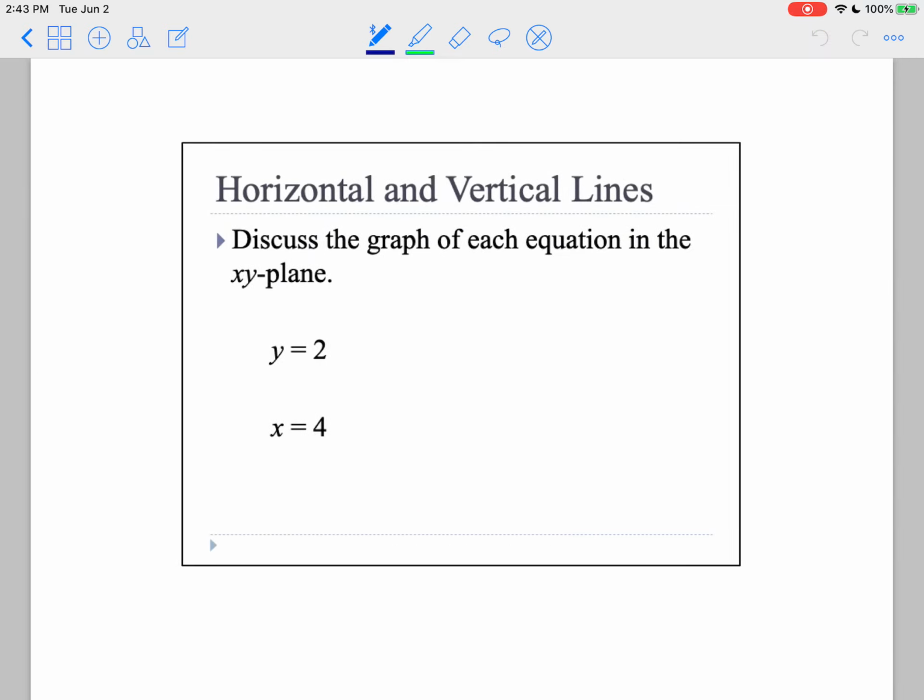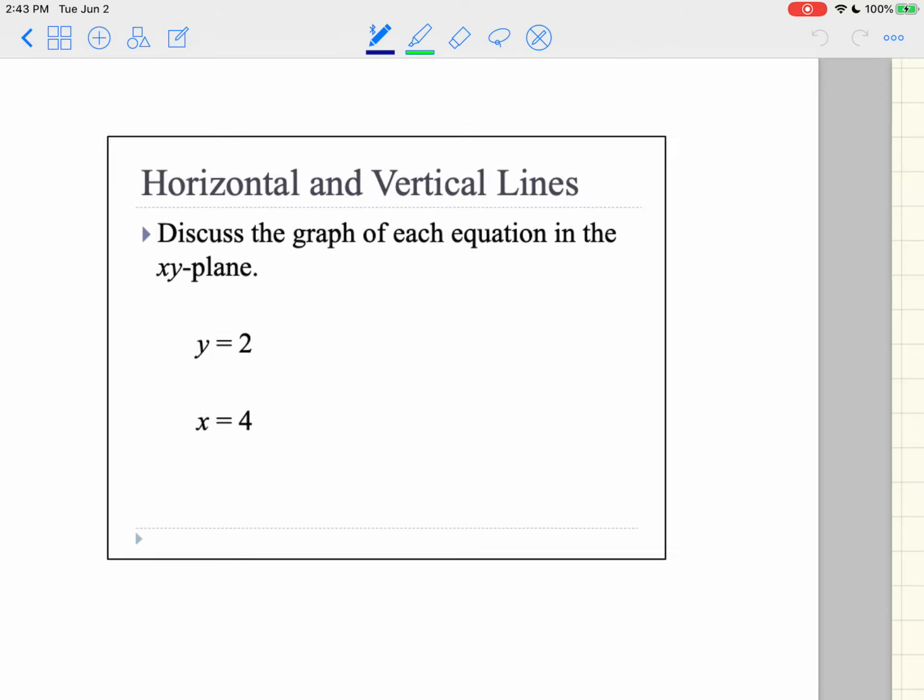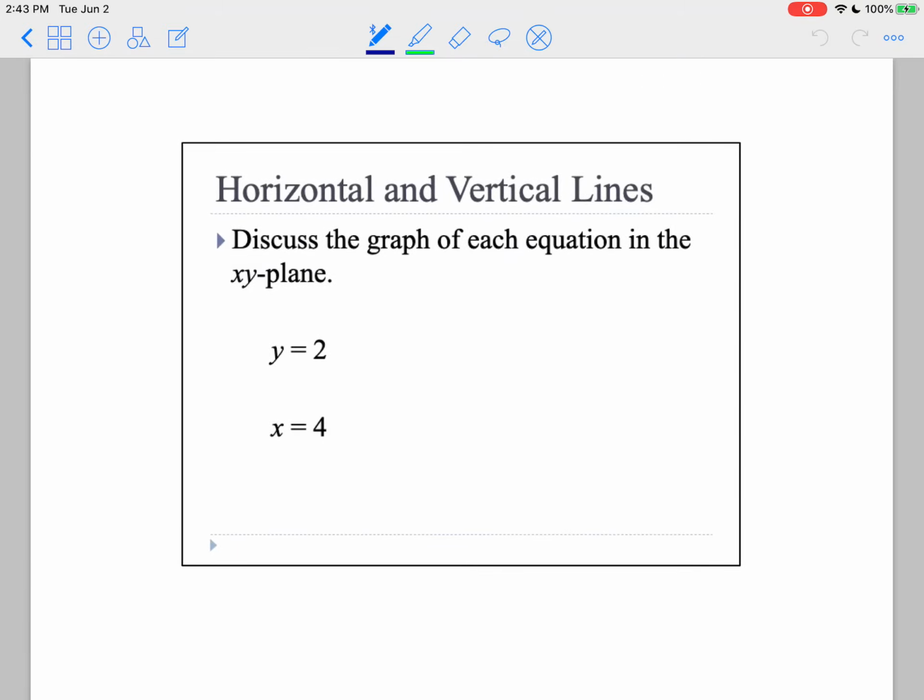So let's go ahead and graph these equations. Y equals 2, x equals 4. I want you to pause and graph these on your own. The next page on the printout, if you printed out the notes, is a graph, or maybe you have graph paper.